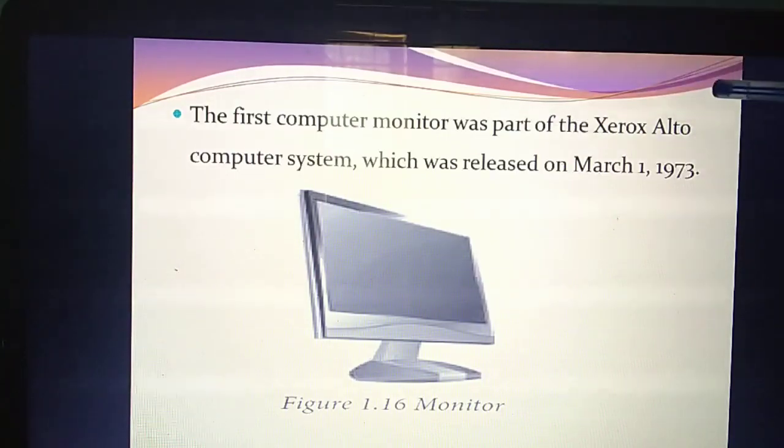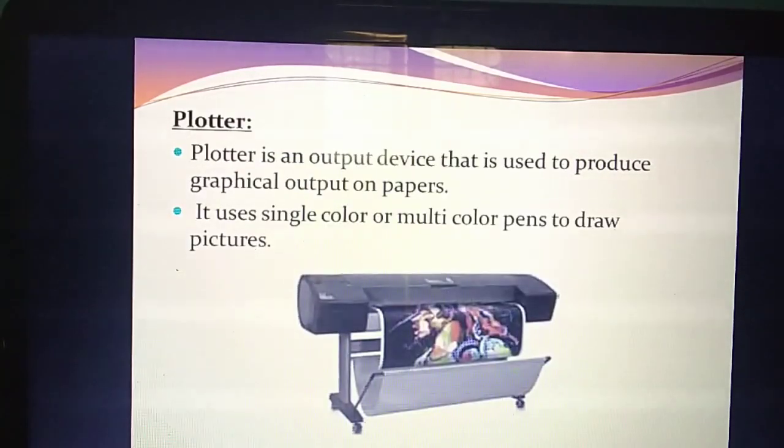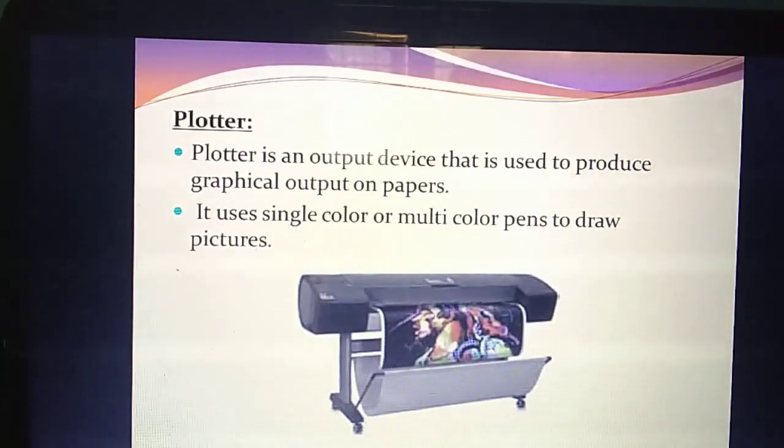So this first computer monitor was released by whom? Xerox Alto computer systems, in the year March 1, 1973. Understand? Yes. Next one is the plotter. This is also an important 2-mark question. Sometimes they will ask for 3 marks also.